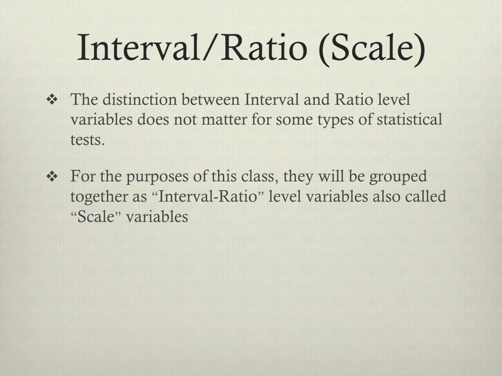For the purposes of this class, interval and ratio level variables will be referred to as interval ratio level, IR variables, or scale variables, as the distinction doesn't matter at this level. What are typical scale variables in the social sciences? Household income, number of children, age, years of school completed are all examples.